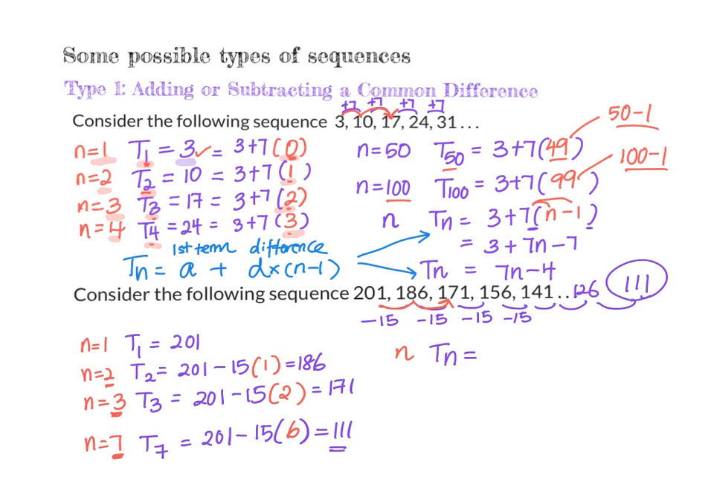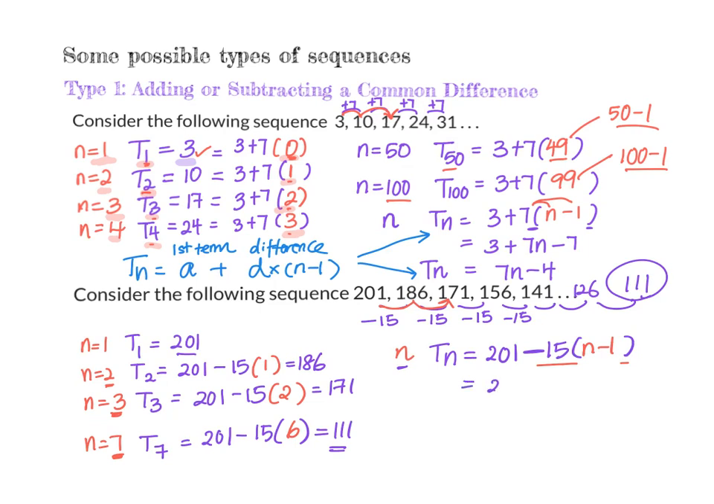taking my very first term, 201, plus a difference, but now I'm not adding a difference, I'm subtracting a difference of, when it's n, I will subtract 15, n minus 1 times. Now this is not the simplified form. I have a pair of brackets over here, so I need to expand and simplify my answer.